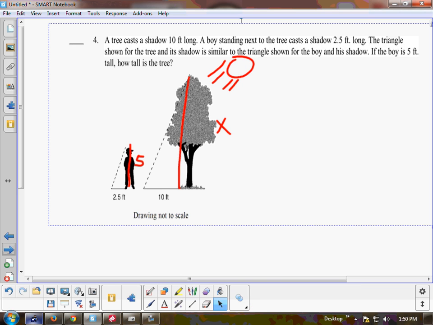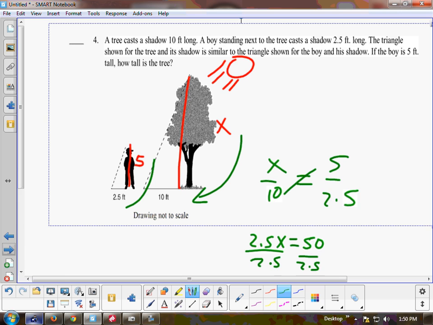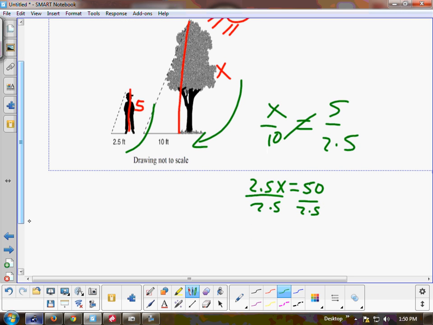Similar triangles. So we can do x is to 10 as 5 is to 2.5. If we cross multiply, we get 2.5x equals 50, or 5 times 10, which is 50. Then we're going to divide by 2.5, and we get x equals 20. And if we come up here, that's going to be 20 feet.